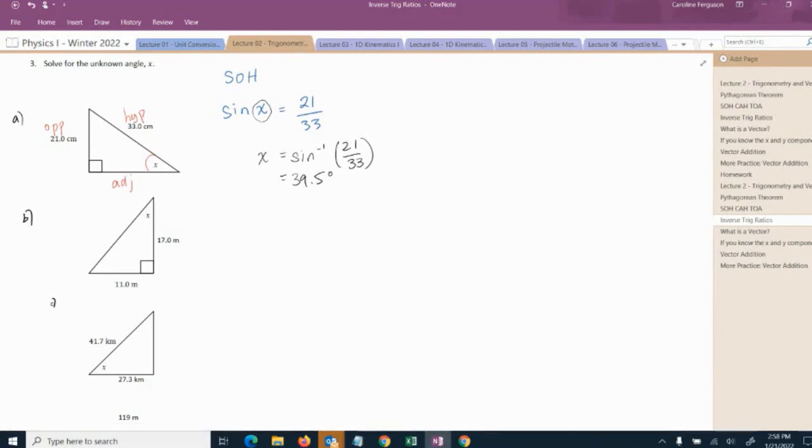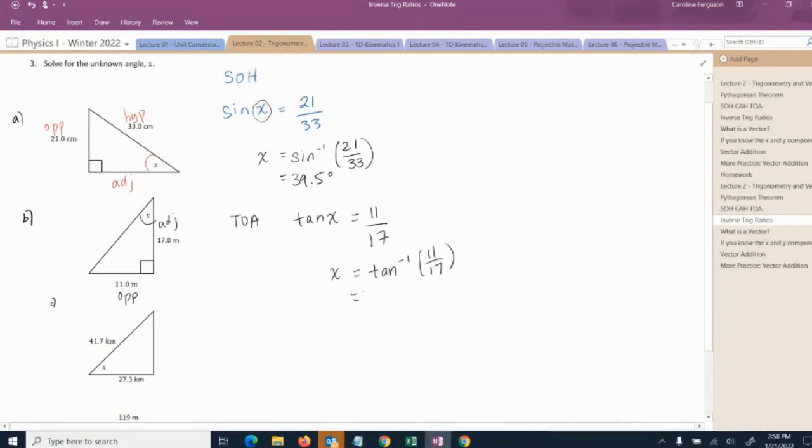Okay, so now you're doing the other one, so B. Awesome, so I'll keep going. With B, I'll start labeling everything. When x is my angle, then the opposite side is the 11 meters, and the adjacent side is the 17. So that means I'm going to use tan because of TOA. Tan of my angle, which is x, is equal to the opposite side, which is 11, over the adjacent, which is 17. And then to solve for x, I just have to take my tan to the other side by doing tan inverse of 11 over 17. And I get 32.9.